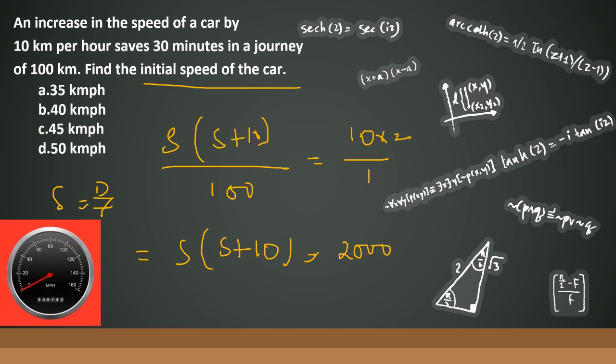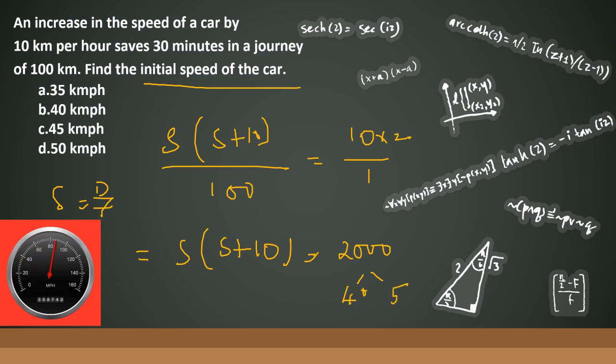So 2000 I have to factorize in such a way that the product of two numbers should be equal to 2000 and the difference between them is 10. So I can either take 20 and 100, there's no way possible, and then I can go with 40 and 50. See, this I can convert as 40 and 50.